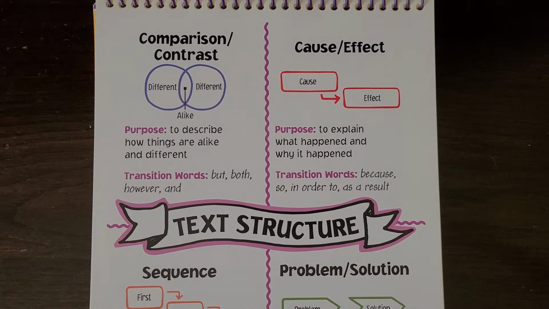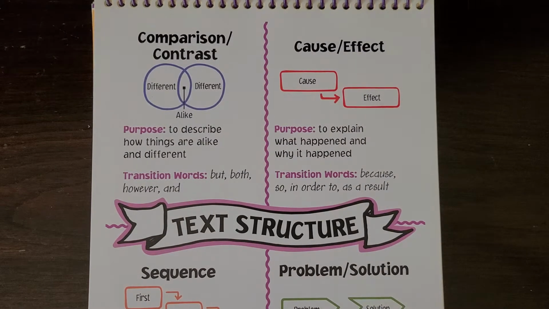For instance, it's raining outside, so I had to use my umbrella. Well, I had to use my umbrella is the effect. The reason why I had to use my umbrella is because it's raining outside. So with cause and effect in a text, you are going to look for what happened and why it happened.